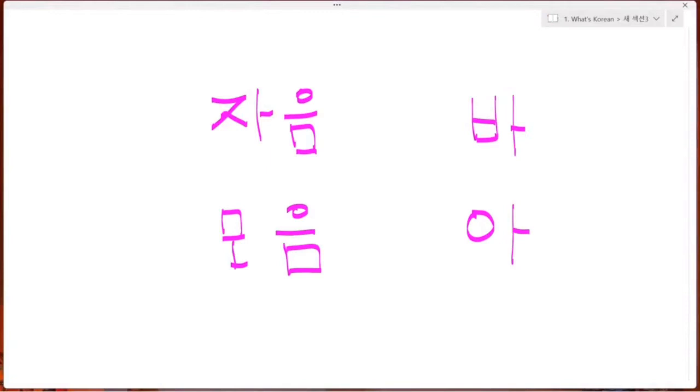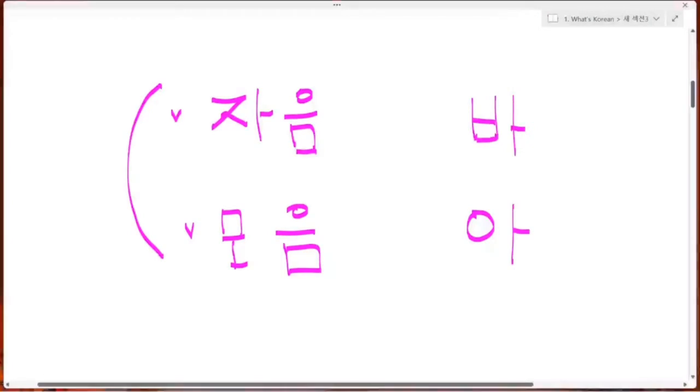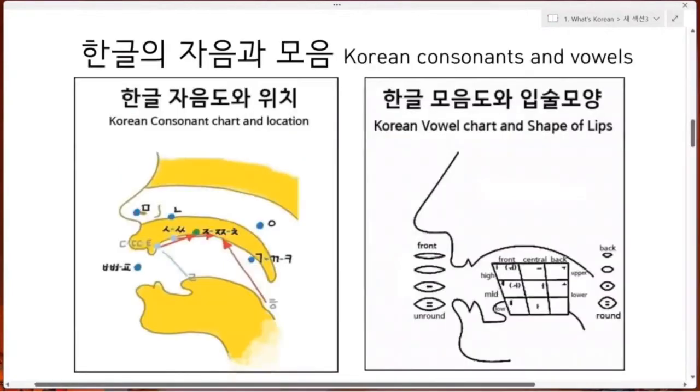Okay, good. Before learning Hangul in detail, it's good to look at the location and shape of the consonants and vowels that form Hangul. Okay, let's move on. Look at the difference in the location of the sound. Look at this.